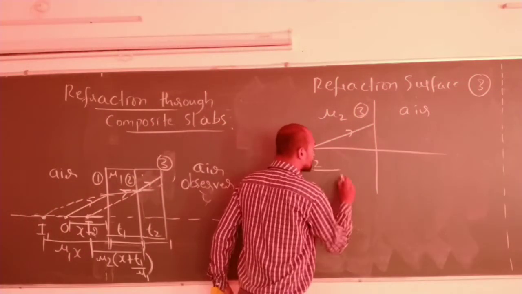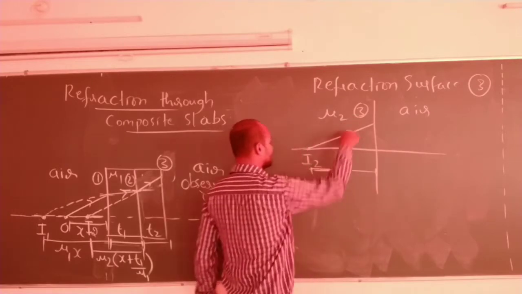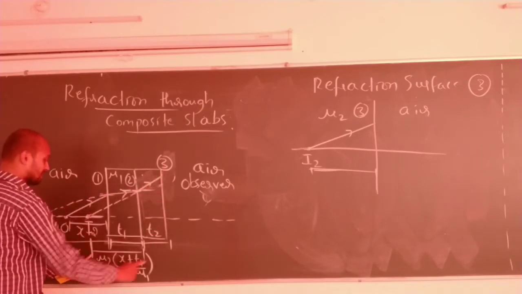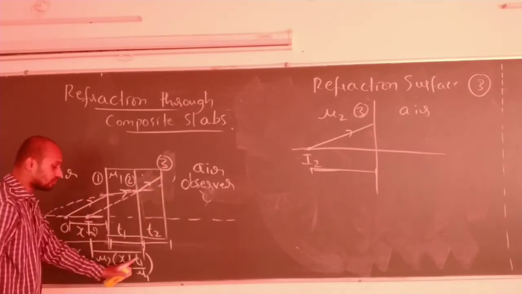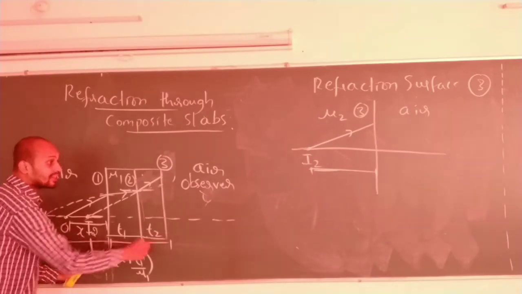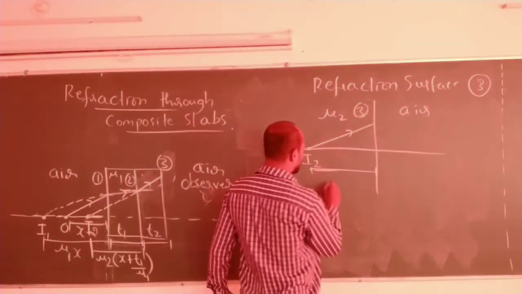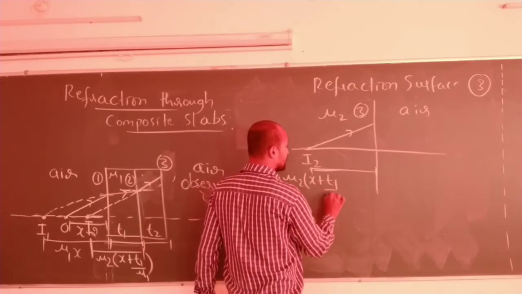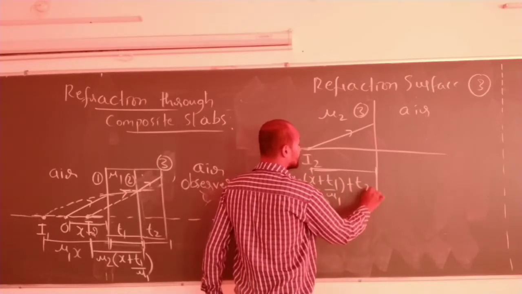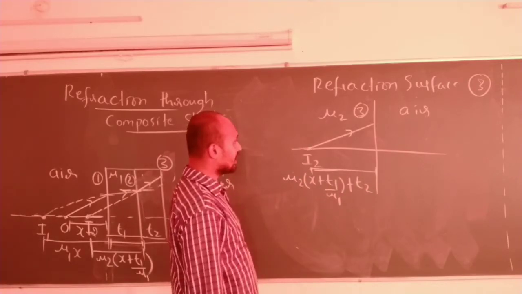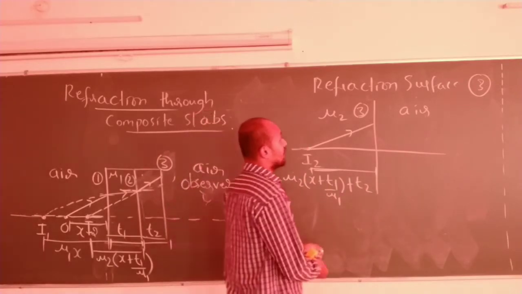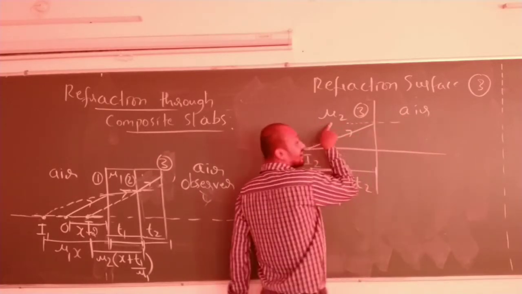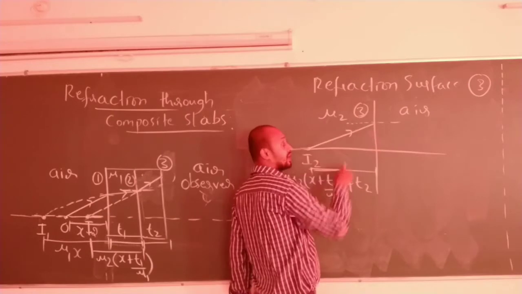If I talk about the real distance from surface 3, what is it? This distance is mu2 into x plus t1 by mu1 plus t2. This is the real depth. Now see here, if you come again, light is traveling from a denser medium to a rarer medium.